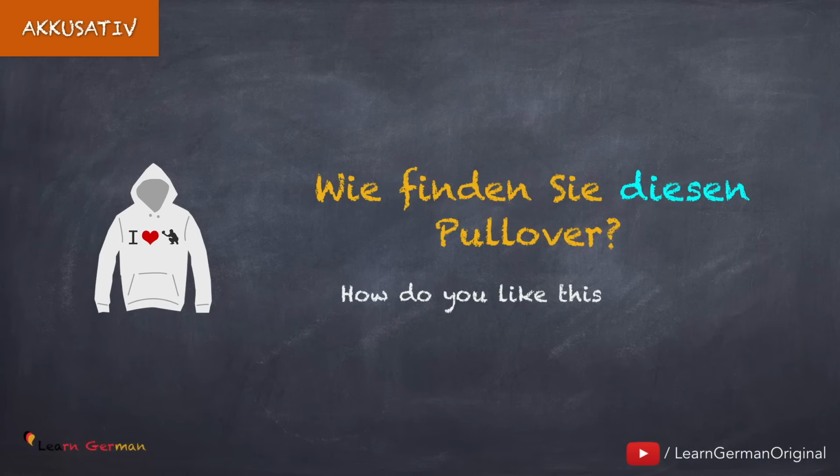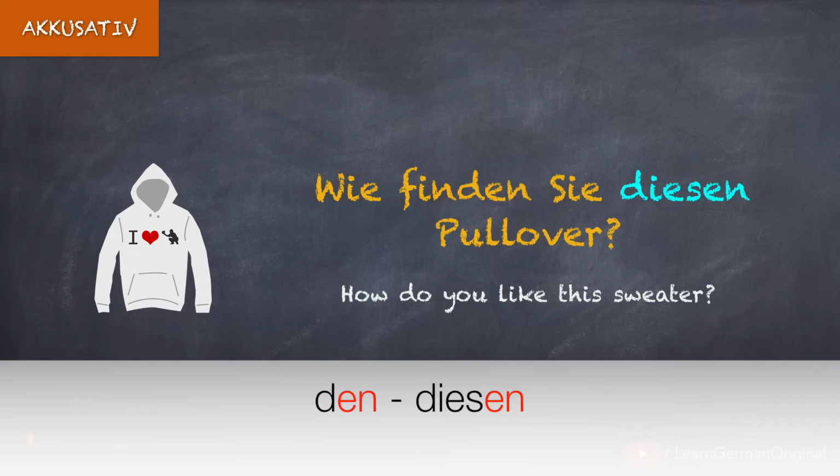Now let's look at an example in the accusative case. Wie finden Sie diesen Pullover? Sie ist das Nominativsubjekt. Pullover ist das Akkusativobjekt. Just like the definite article takes the ending en for accusative, even diesen takes the ending en when it's used as an accusative object.